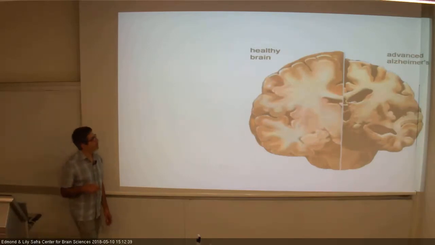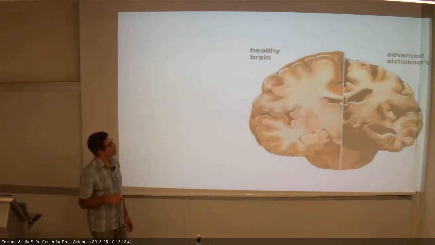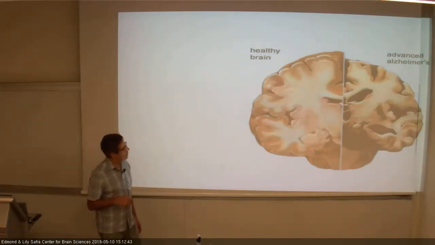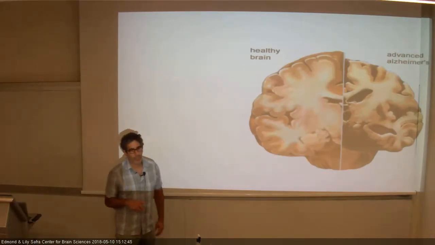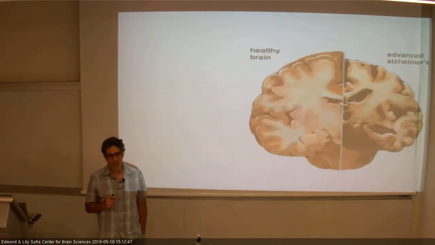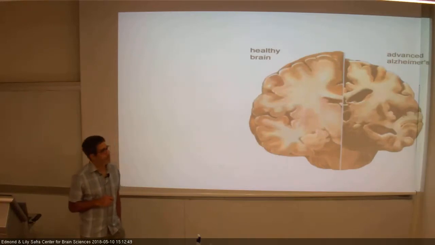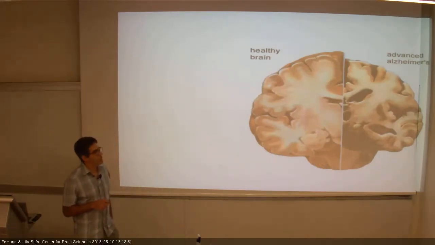So here we see a normal versus an Alzheimer brain, and I couldn't find the source of this image, because it's on the web everywhere. And what is the thing you might notice between those two brains?